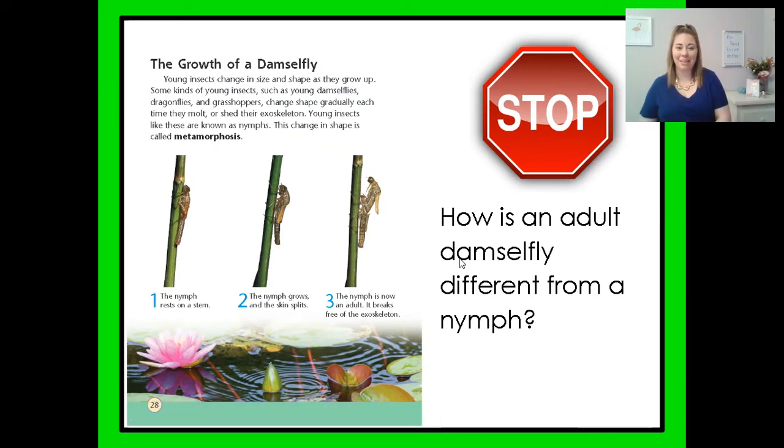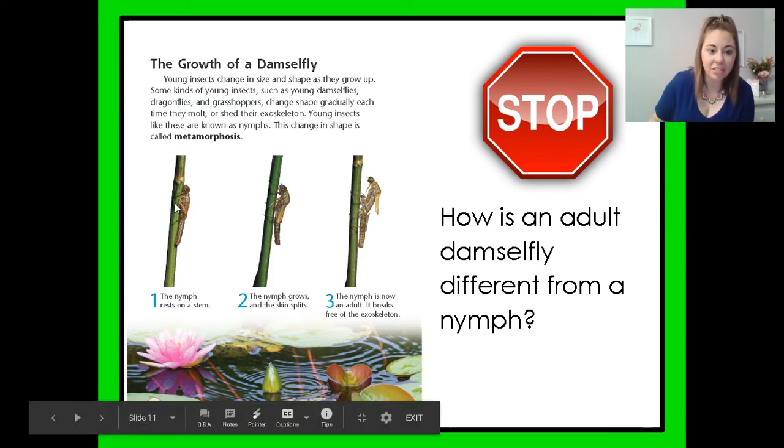And then the growth of a damselfly. There's that fly. Not your regular house fly, though. A damselfly looks a little different, as we'll see. Young insects change in size and shape as they grow up. Some kinds of young insects, such as young damselflies, dragonflies, and grasshoppers, change shape gradually each time they molt or shed their exoskeleton. Young insects like these are known as nymphs. This change in shape is called metamorphosis. So it says first, number one, the nymph rests on a stem.